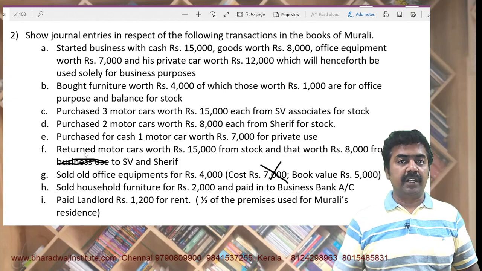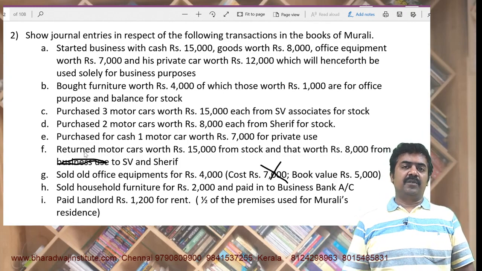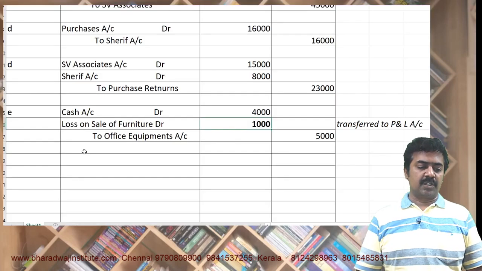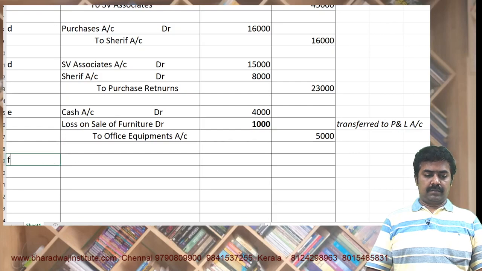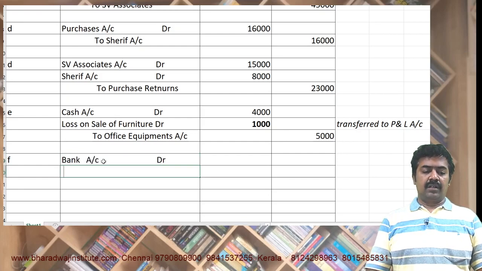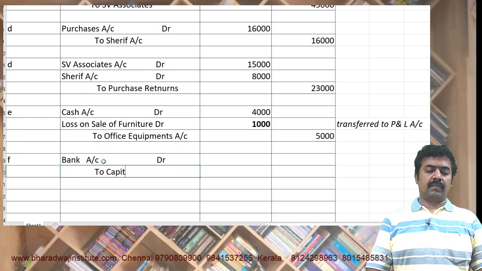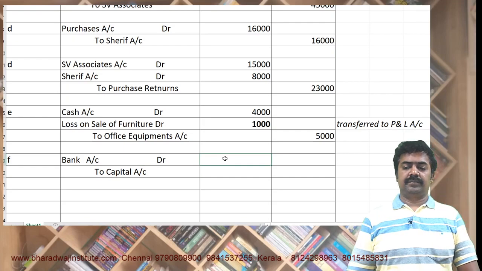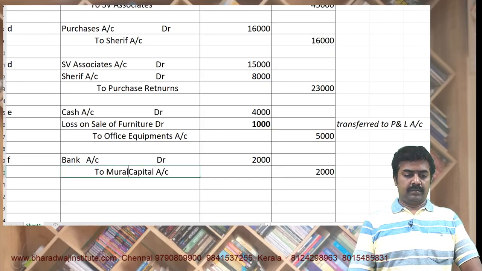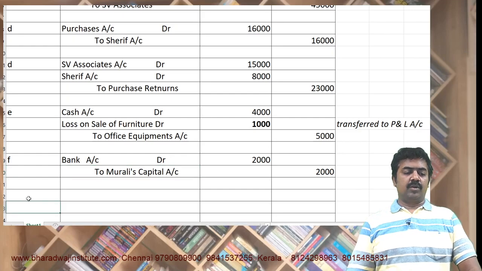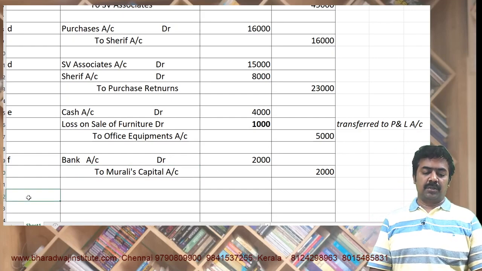Sold household furniture and paid into business bank account. So whenever you are bringing your personal money into business, it is called what? Capital. Business bank account. Bank account debtor to which account? To capital account, 2000. You can put Murali's capital account also. Bank account debtor to Murali's capital account, 2000.